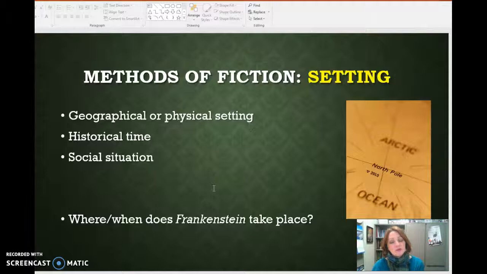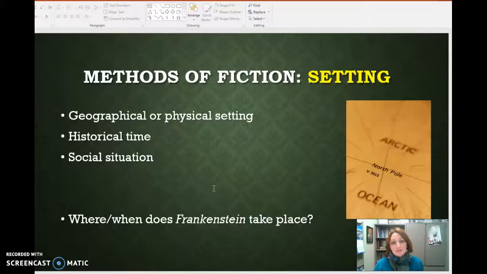Another important component of fiction is the setting where it takes place. Now in Frankenstein, you have actual geographic settings or physical locations, and these are going to change based on who's telling which part of the story. So we do have a voyager and adventurer in the story, so we begin one place and we move several other places, so pay attention to that.